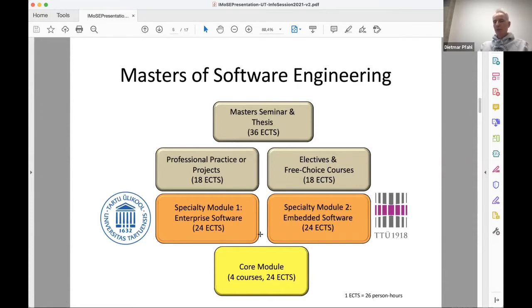So then, instead of 3 specializations that the computer science program has, we have only 2. One specialty module is enterprise software development. That is designed and guided and taught from colleagues at the University of Tartu. And then there is this embedded software specialization, which is taught mostly by teachers at TalTech.